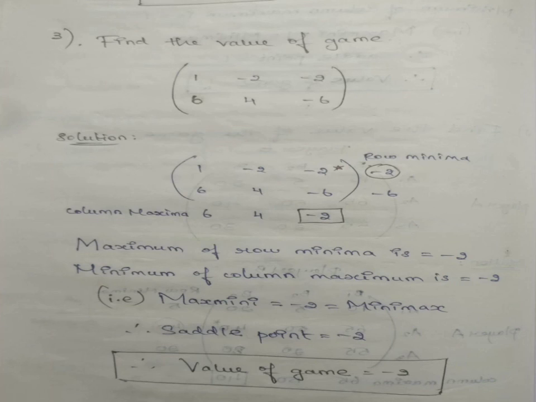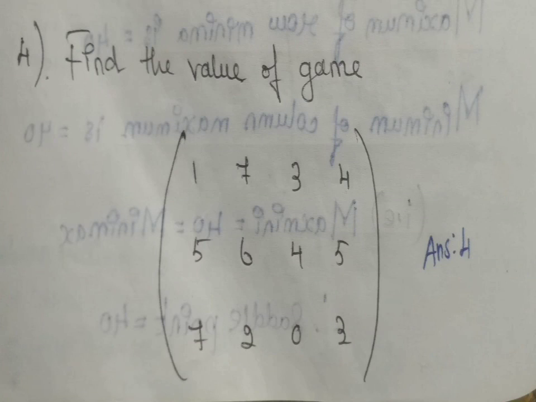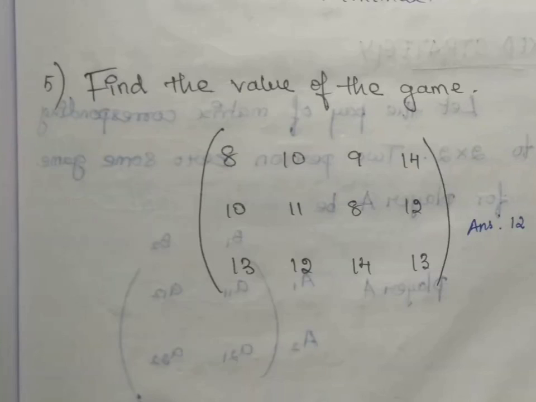The fourth problem is to find the value of the game. The matrix is 1 7 3, 4 5 6, 4 5 7, 2 0 3. So you have to go with the row wise minimum value and column wise maximum value. Find out the maximum of row minimum values and the minimum of column maximum values. The answer will be 4. Similarly, you have to do the fifth sum also. Find the value of the game.